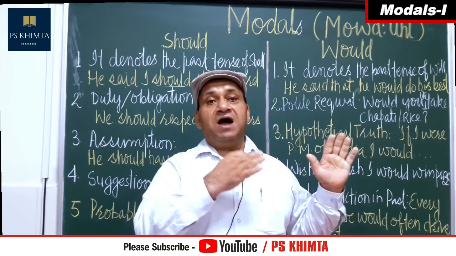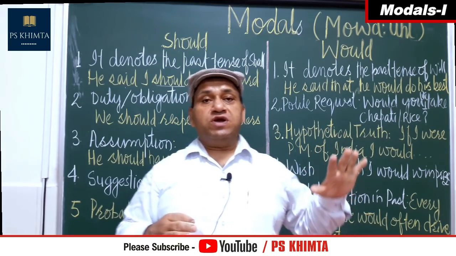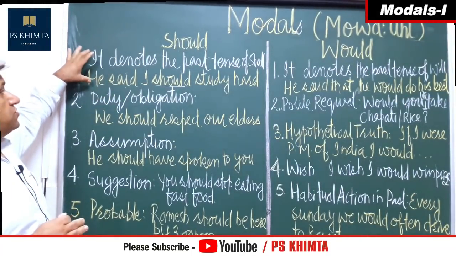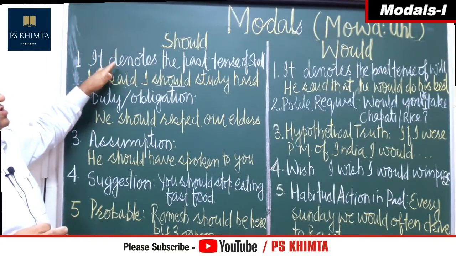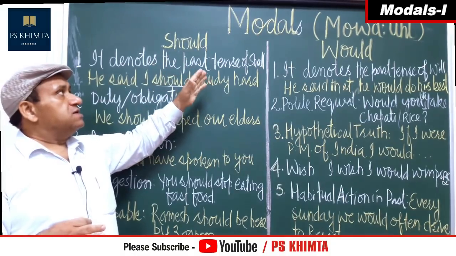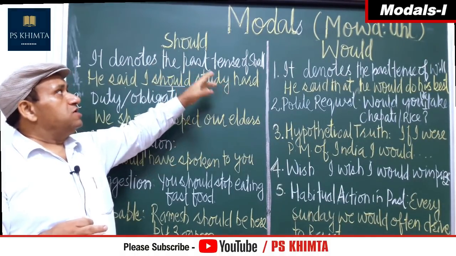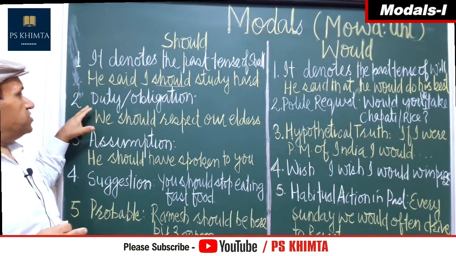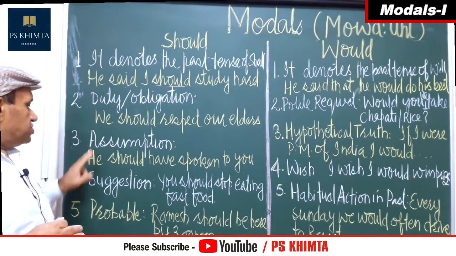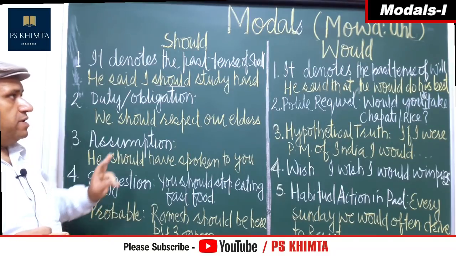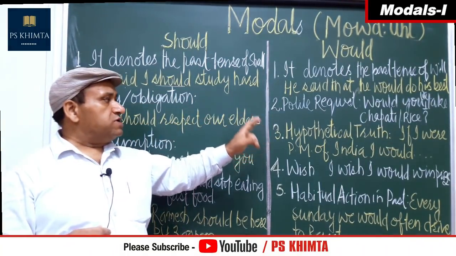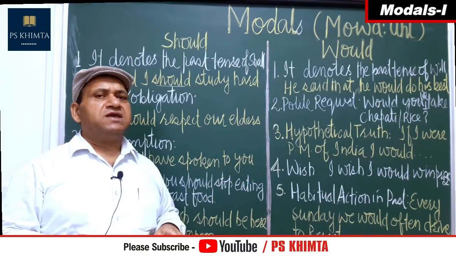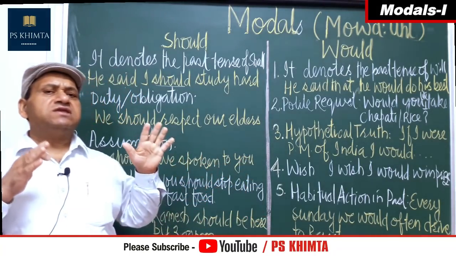So see how easy they are to do when we follow the rules. I am repeating once again. Both of these can be used: in the second, this one as well as this one, for the past form in indirect speech, and this is for duty and obligation, assumption, suggestion, probable. And that side, polite request, hypothetical truth, wish, habitual action in past. There can be many others, but these are sufficient.